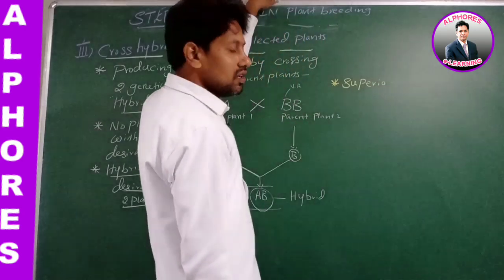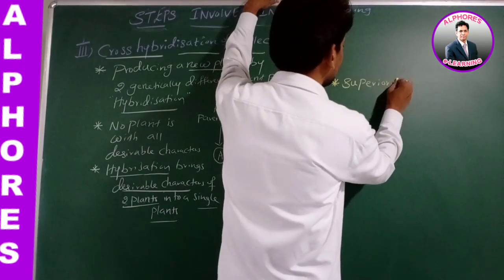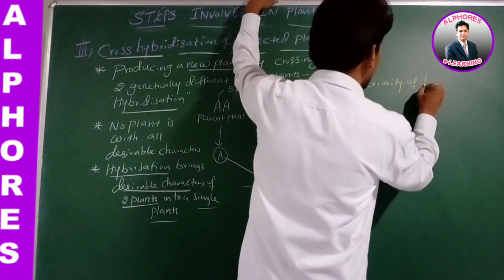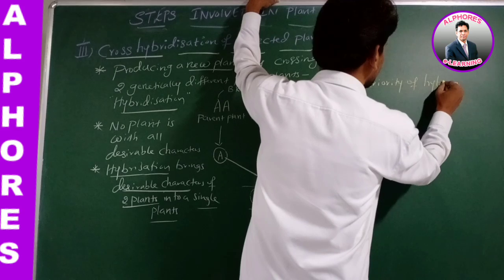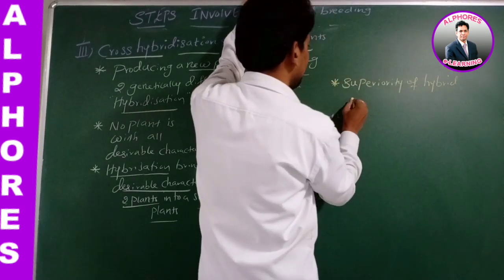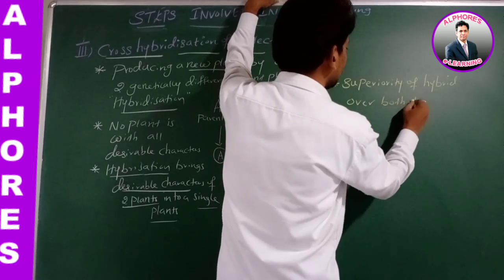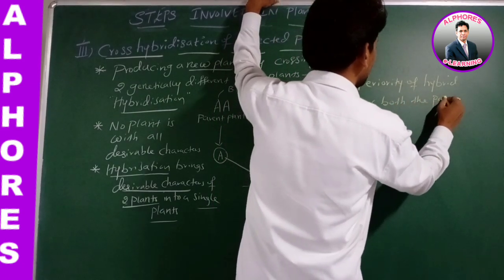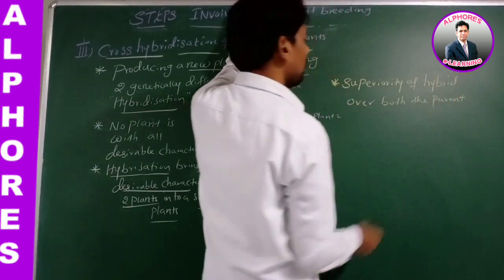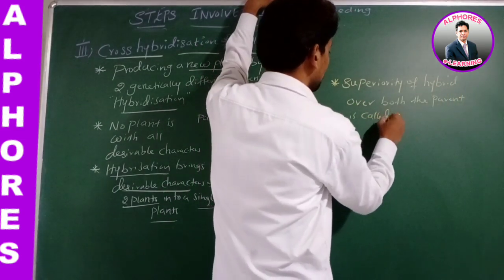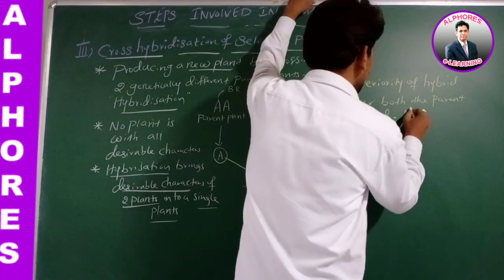What is it? Superiority of hybrid over both the parents. Superiority of hybrid over both the parents is called what, sir? Hybrid vigor.